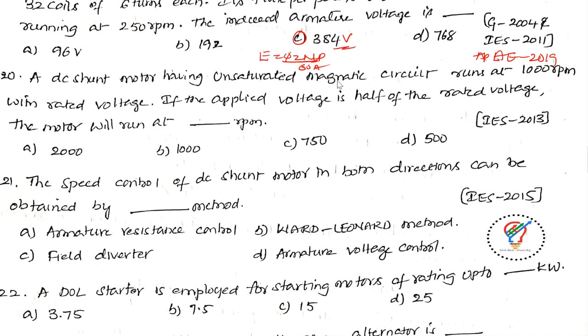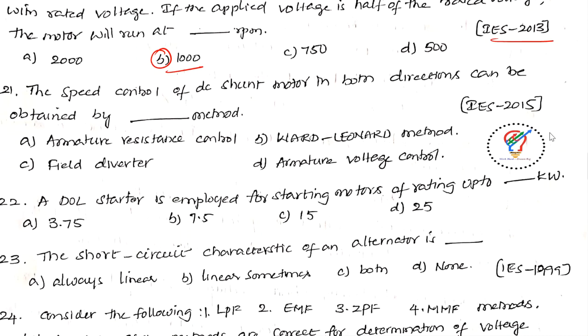Okay. Next one, a DC shunt motor running at unsaturated, understand the word here, unsaturated magnetic circuit, runs at 1000 rpm with a rated voltage. If the applied voltage is half of the rated voltage, the motor will run at dash rpm. So understand here the DC shunt motor is a constant speed machine, and that too in unsaturated state. So in the unsaturated state, whatever the speed it is starting, it will try to maintain the same speed. So the answer for this question is 1000 rpm. This question was asked in IES 2013.